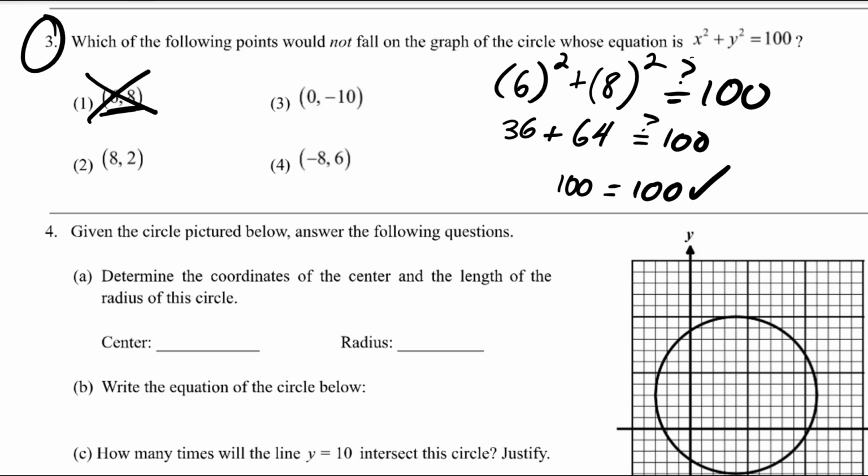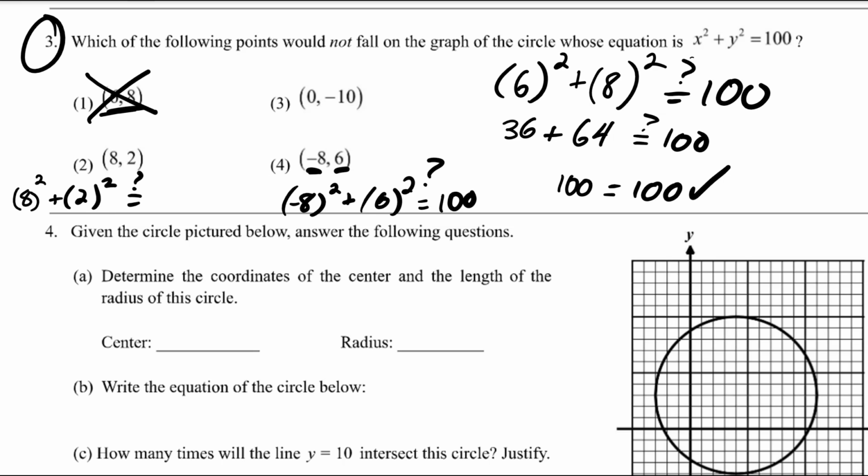So the strategy here is to go through each of these points to find one that doesn't satisfy the equation. Something to be careful of is that when you plug in a negative number, make sure you're squaring that whole negative number, because a negative squared should be positive. And if you go through all of these, you'll realize that if I take 8 squared plus 2 squared, and I see if that's equal to 100, well, you might already see where this is going. 8 squared is 64, plus 2 squared is 4. That would just be 68, which is very much not equal to 100. So that's the one that would not lie on the graph of that circle.